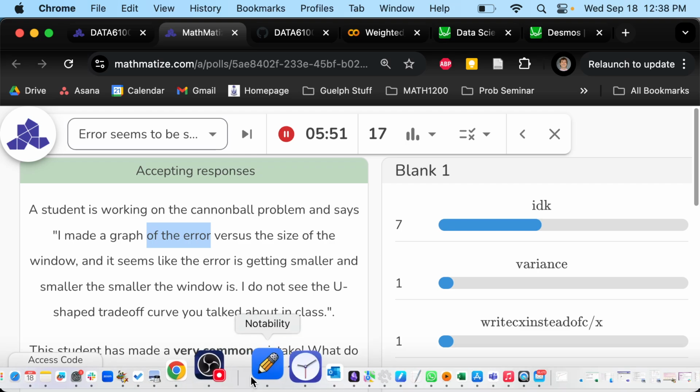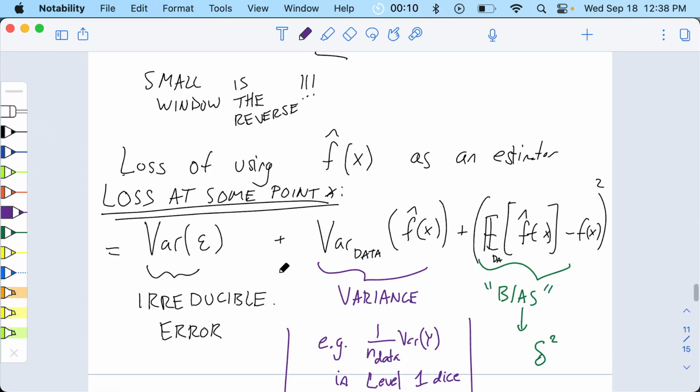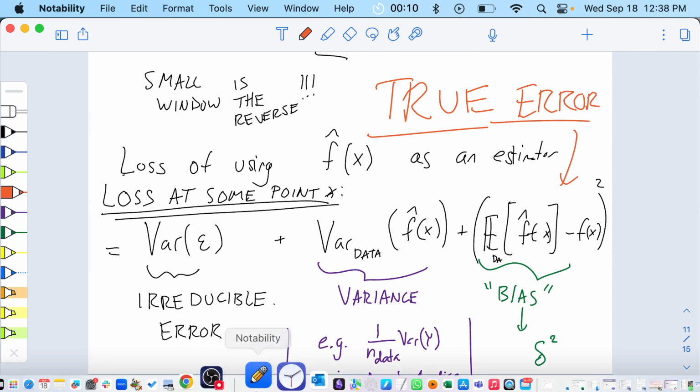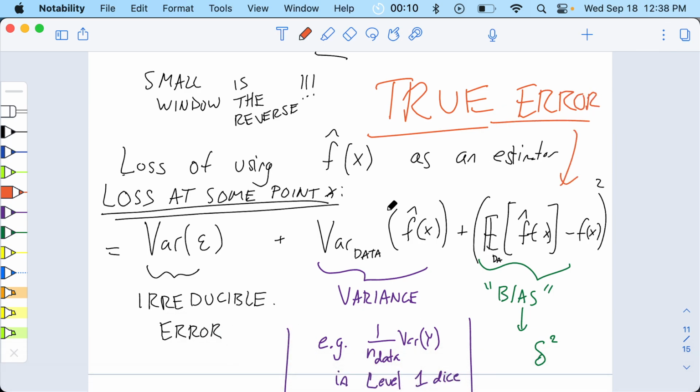What do you mean? And that's because when you know the true answer, the thing we've been discussing this whole time is the true error. This is all the true error. Let's put that in big orange letters. This is the true error. Okay? This is very important. Everything we've been doing so far has been all about the true error. What is the difference between the estimate we came up with and the true value f, right?